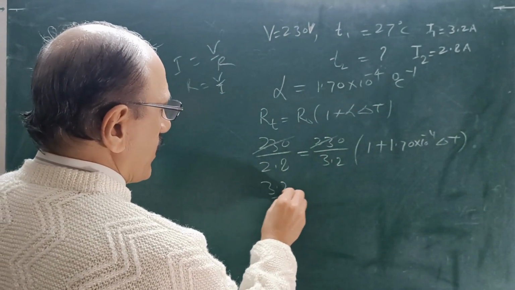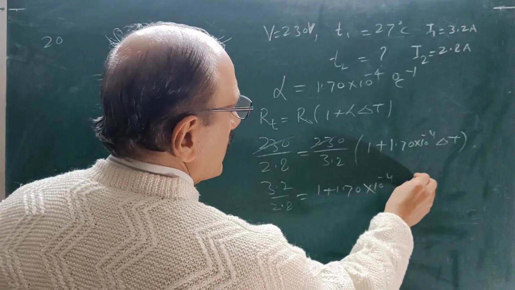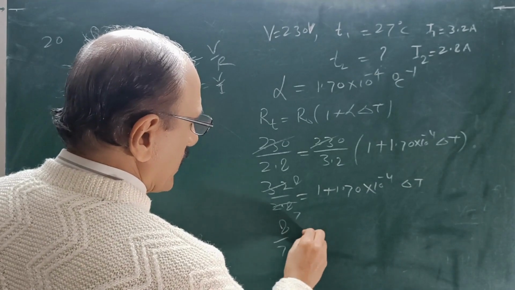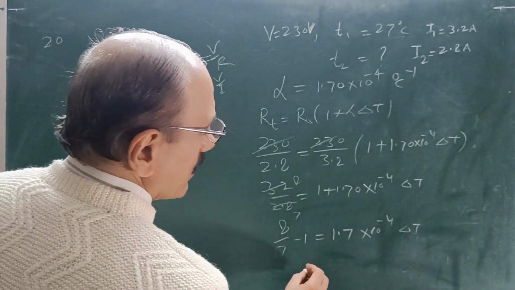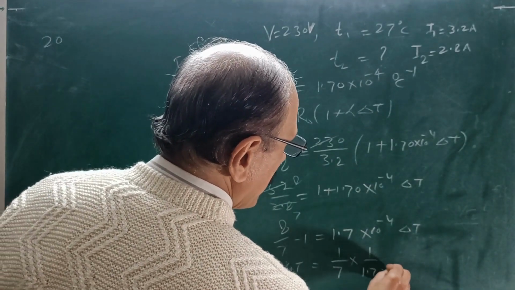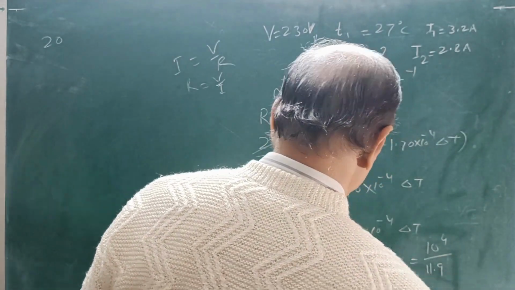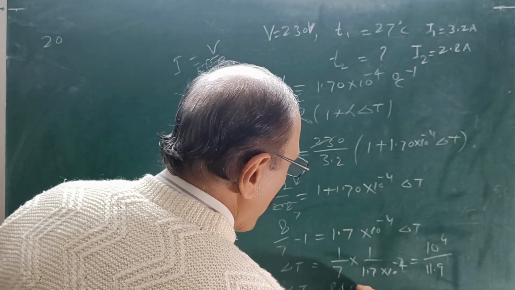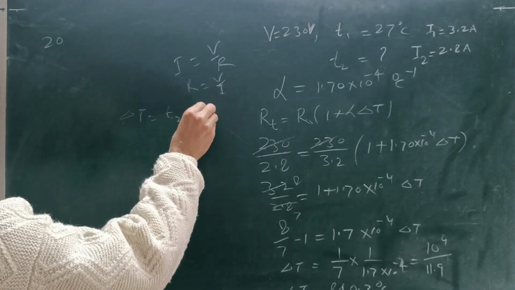This 3.2 divided by 2.8 will be equal to 1 plus 1.70 into 10 to the power minus 4 delta T. So here it is 8 and here 7. So 8 by 7 minus 1 equals 1.7 into 10 to the power minus 4 delta T. So delta T will be equal to 1 by 7 into 1 upon 1.7 into 10 to the power minus 4. That is equal to 10 to the power 4 divided by 11.9, and delta T comes to be 840.3 degree Celsius.